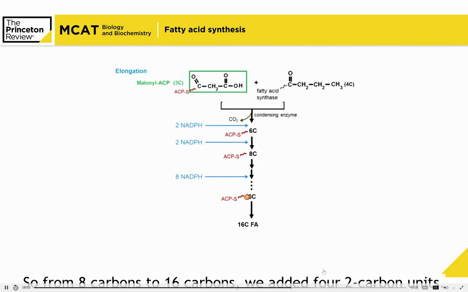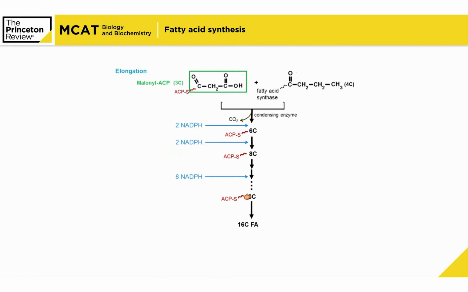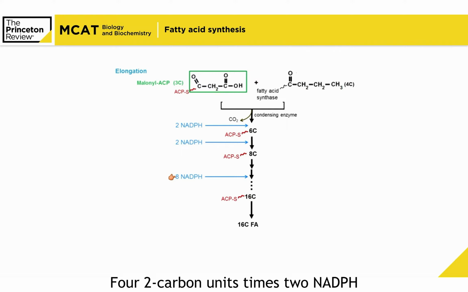16 carbons. We added 4 2-carbon units. 4 2-carbon units times 2 NADPH gives us another 8 NADPH that we had to use for this process.